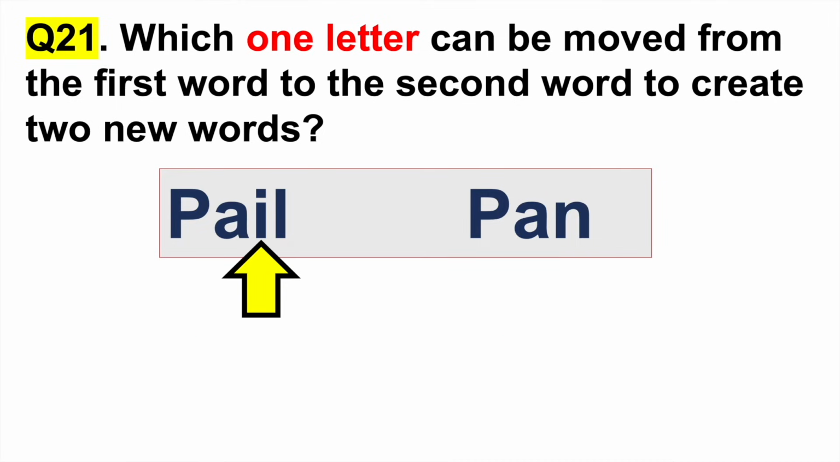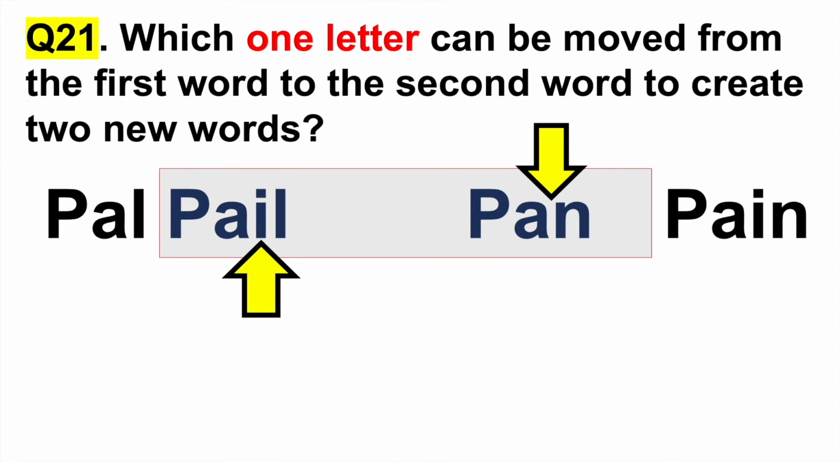Well, if we move the I from that first word, let's take it out, we get the word pal, P-A-L. If we then move the I to the second word, P-A-N, we get a different word, pain, P-A-I-N. So if we insert the I between the A and the N, we get the word pain. So this is quite a difficult type of English proficiency test question to get correct. So the correct letter there is I.